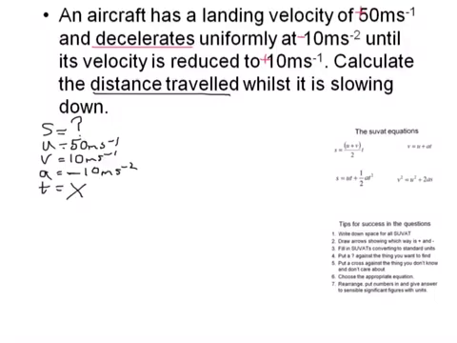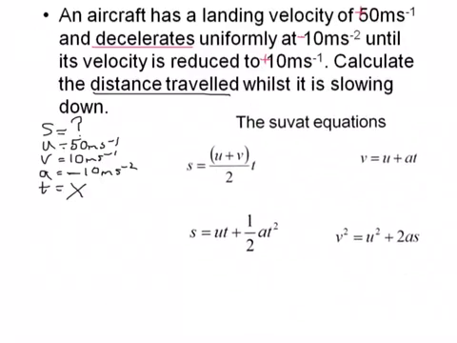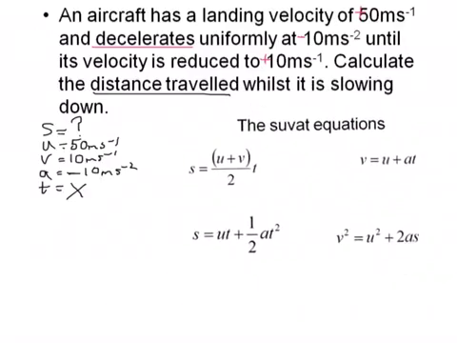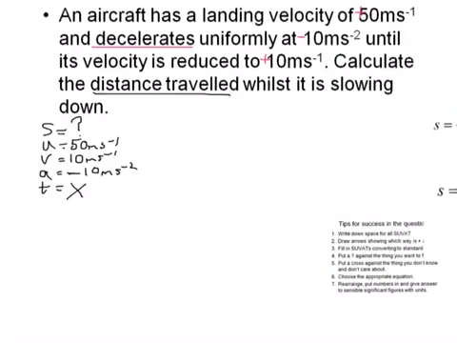So then what we need to do is have a look at the equations, and we're looking for the one that will help us find s, so we want to look for the one which doesn't have t in it, and that prize goes to v squared equals u squared plus 2as. So now let's move that out of the way and write in the equation which we're going to use, v squared equals u squared plus 2as.